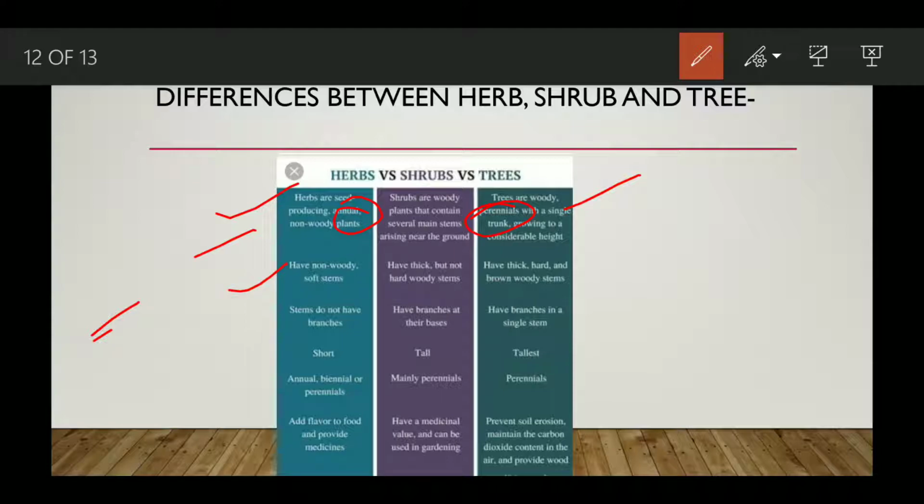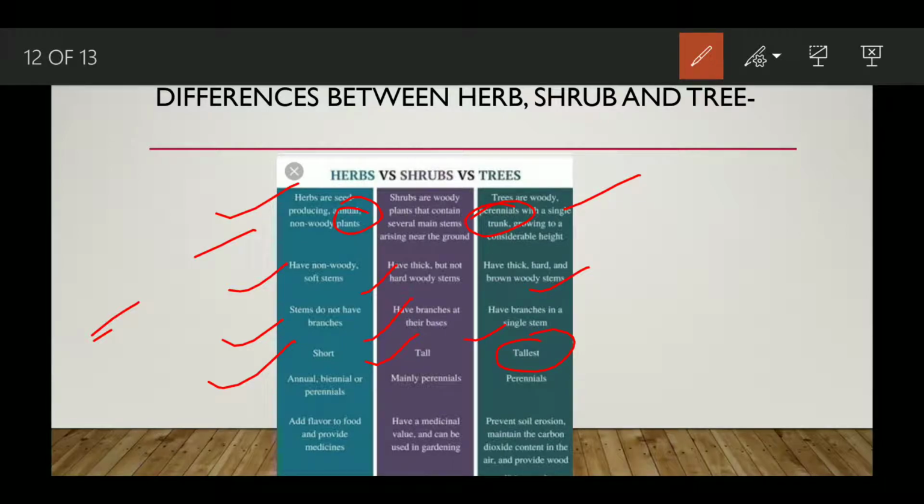Again, herbs have non-woody soft stems. Shrubs have thick but not hard woody stems. They have a stem, but it is not very hard and woody. But trees always have thick, hard, and woody stems. Herbs do not have branches in the stem, while shrubs have a large number of branches, and trees also have a large number of branches. If we talk about the height of the plant, herbs are very short, shrubs are tall compared to herbs, but trees are the tallest plants.